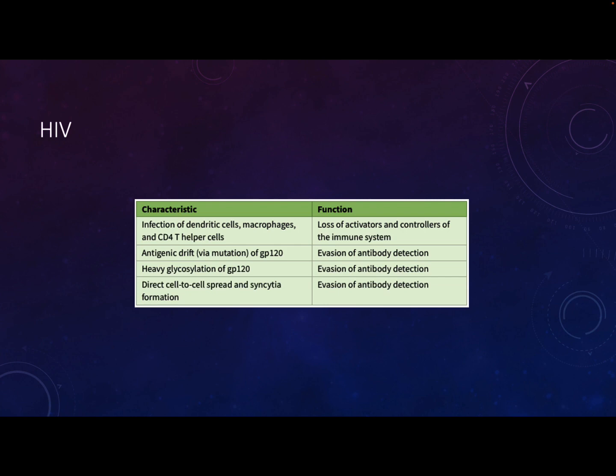Antigenic drift of a protein called GP120, basically this idea that because reverse transcriptase is so error prone, there are a lot of mutations that accumulate in the genome, and many of those can then be seen in the resultant protein. And so with the GP120, you get changes to the protein. And when you have protein changes, that can sometimes make the immune system think that it's a different protein.